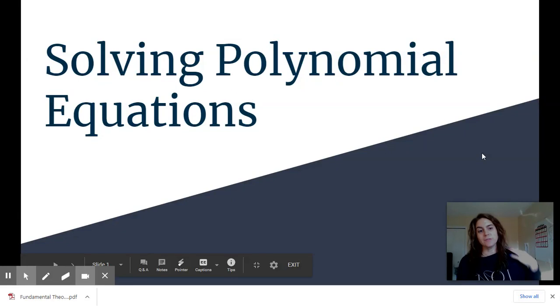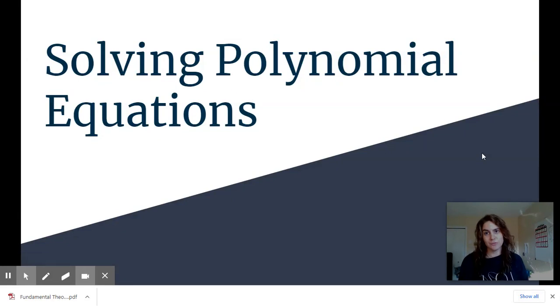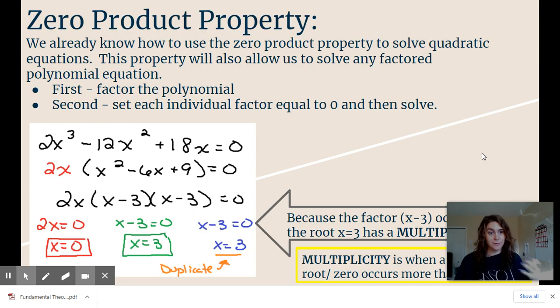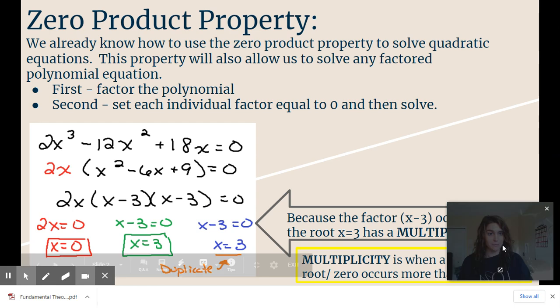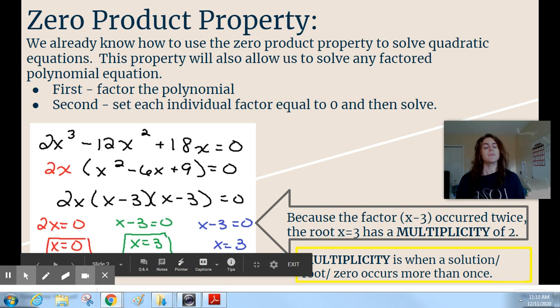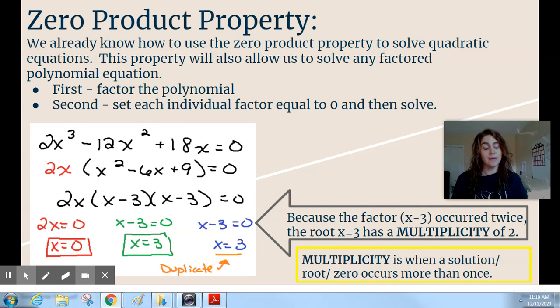Hey guys, so in this lesson, we're going to talk about solving polynomial equations. We already kind of know how to do that based off of how we've been solving quadratics, so we're going to still use those key ways of doing that. So here we go. Zero product property. That's going to be our main way of solving these polynomials. And again, we did that with quadratics.